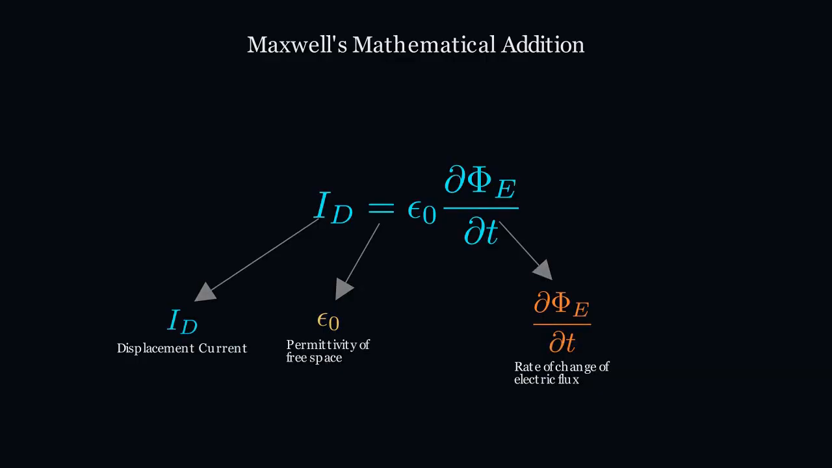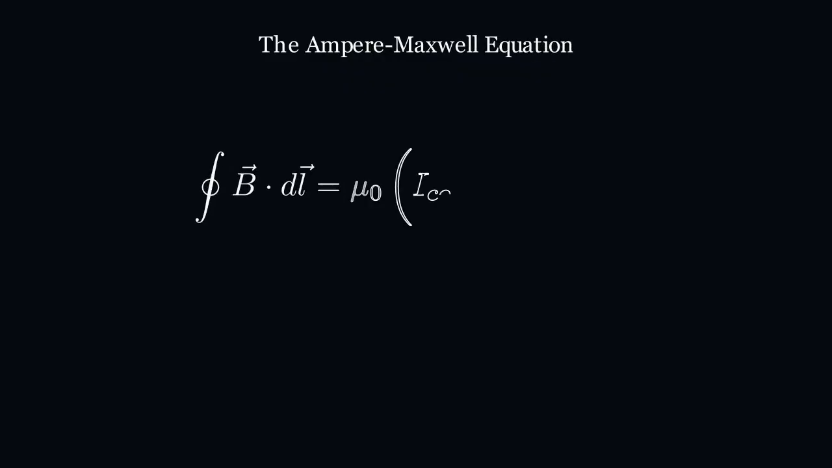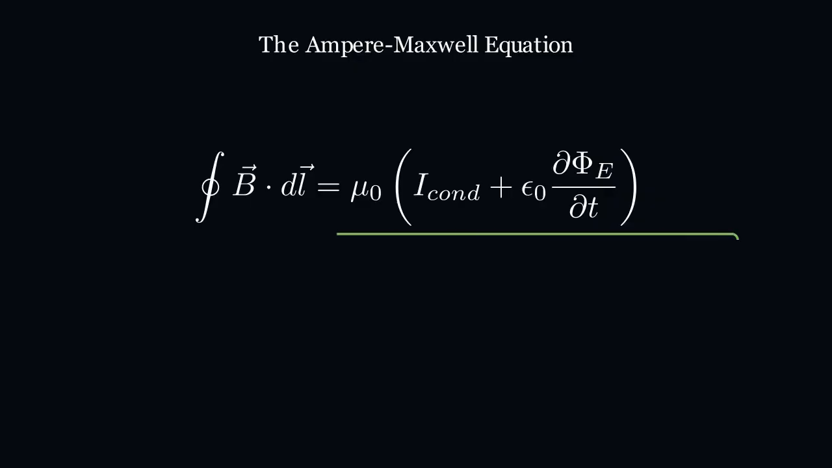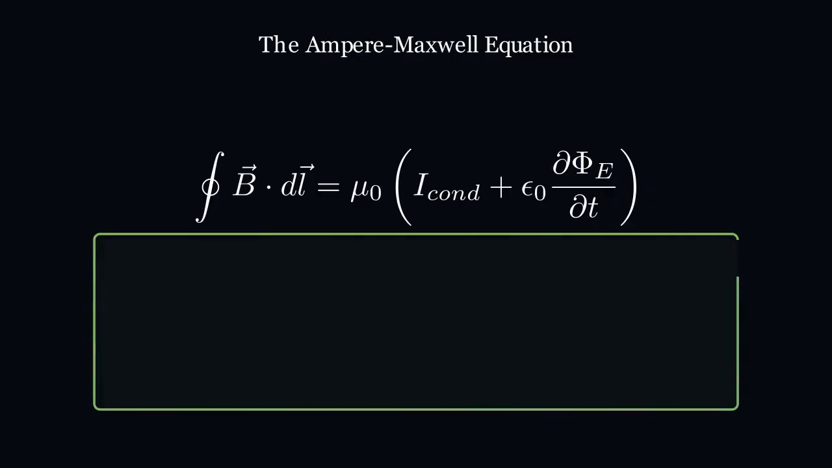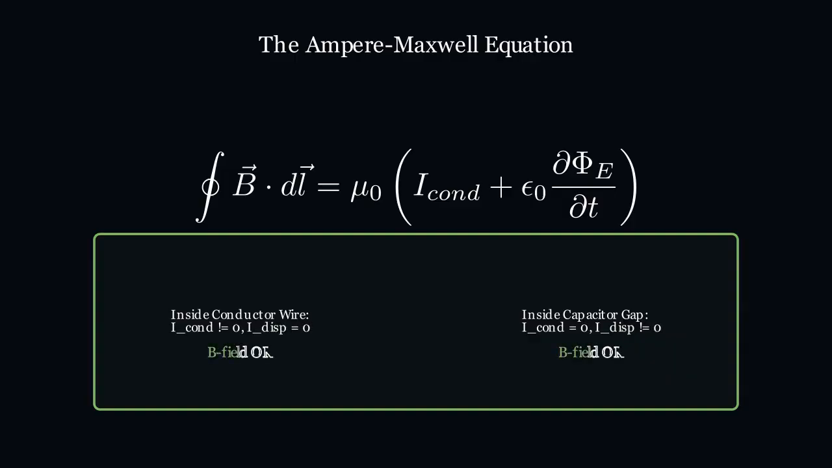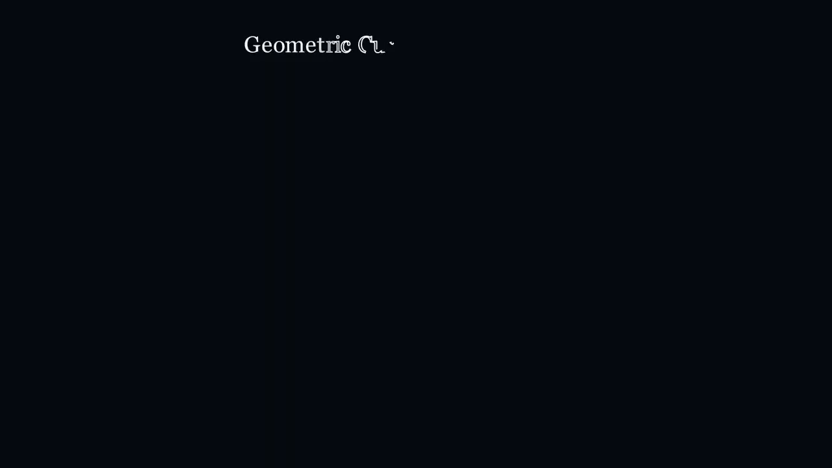With this crucial addition, Ampere's law became consistent even in the problematic case of the charging capacitor. The complete equation is the integral of B·dl equals μ₀ times the sum of conduction current plus ε₀ times the derivative of the electric flux with respect to time. Now, between the capacitor plates, the conduction current is zero, but the changing electric field creates a non-zero displacement current. This displacement current term perfectly fills the void, ensuring that the magnetic field predicted between the plates matches the magnetic field around the connecting wire.